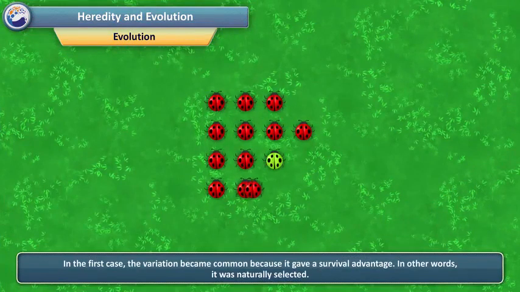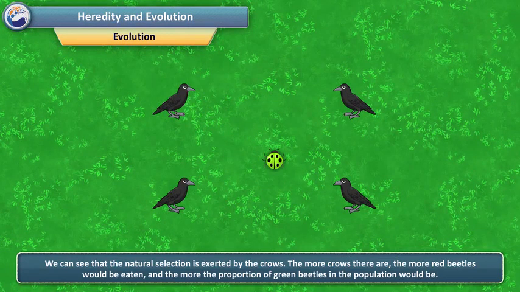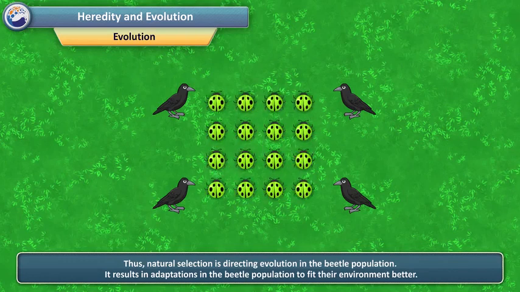In the first case, the variation became common because it gave a survival advantage. We can see that the natural selection is exerted by the crows. The more crows there are, the more red beetles would be eaten, and the more the proportion of green beetles in the population would be. Thus, natural selection is directing evolution in the beetle population. It results in adaptations in the beetle population to fit their environment better.